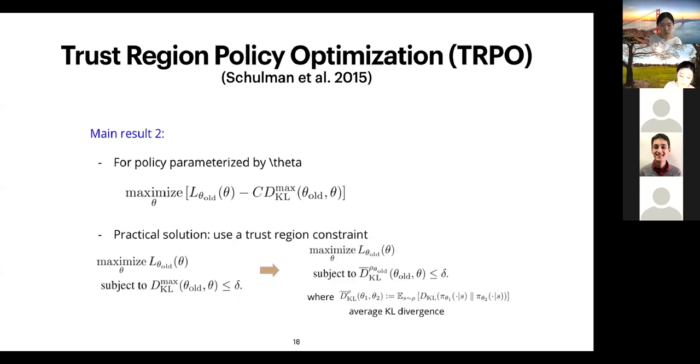So that's all I wanted to talk about trust region policy optimization. I don't know if there are any questions related to that.